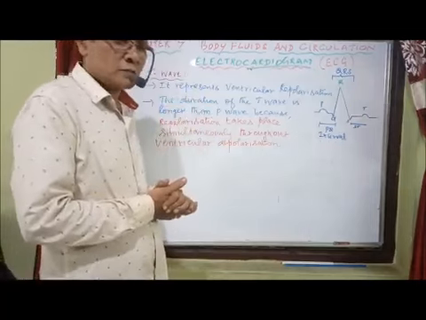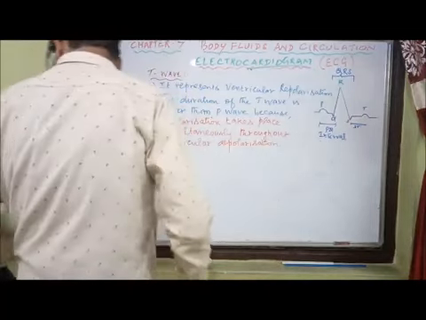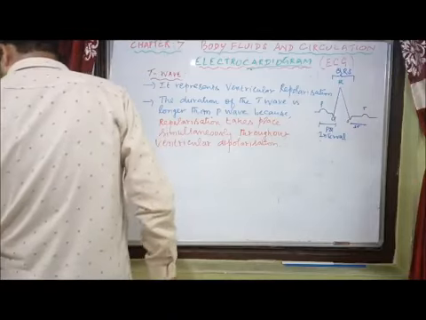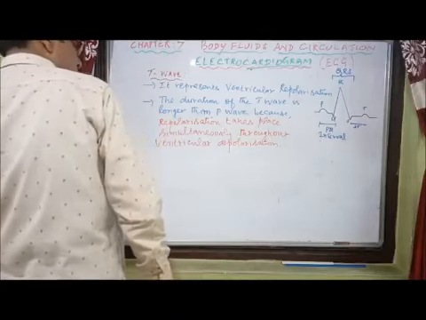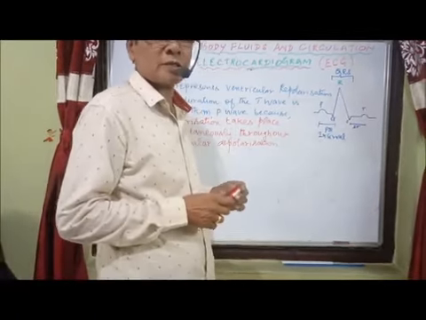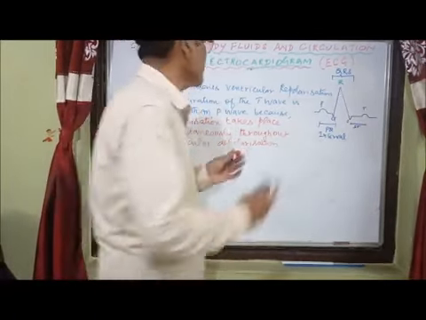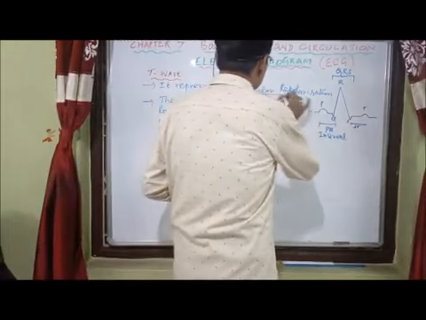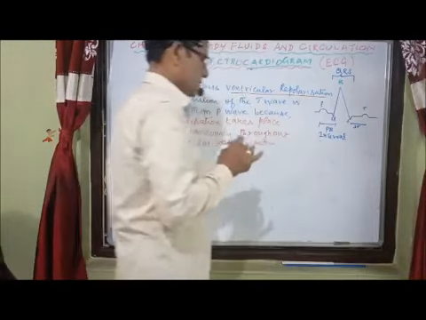Now the final step in the ECG is the T wave. It represents ventricular repolarization. This is the only one which represents ventricular repolarization. All others represent either atrial depolarization or ventricular depolarization. Now this is the one which represents ventricular repolarization.